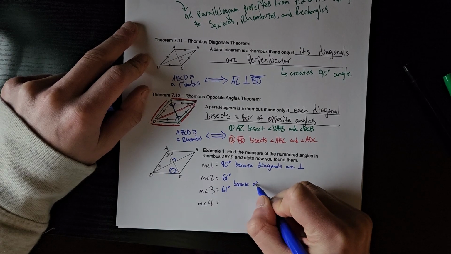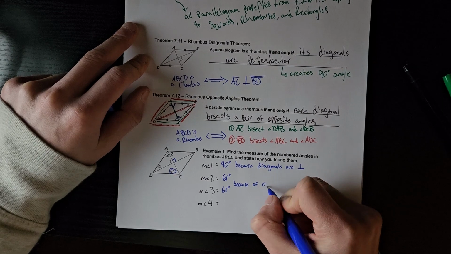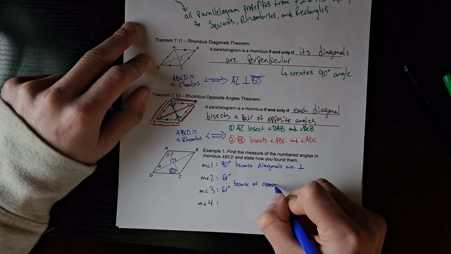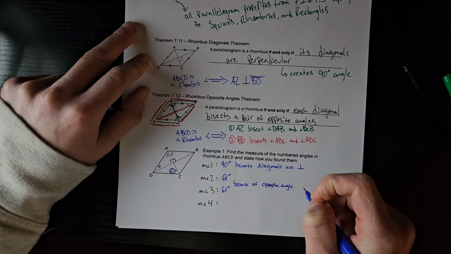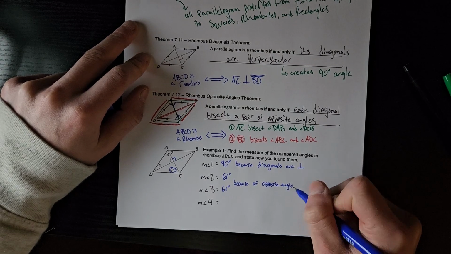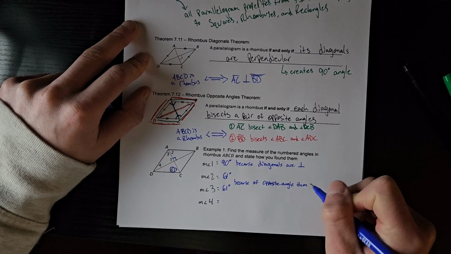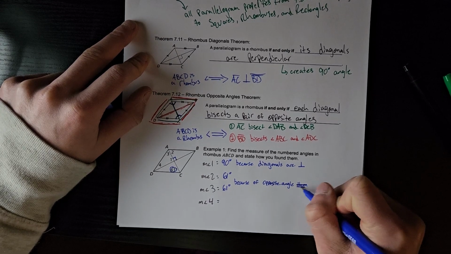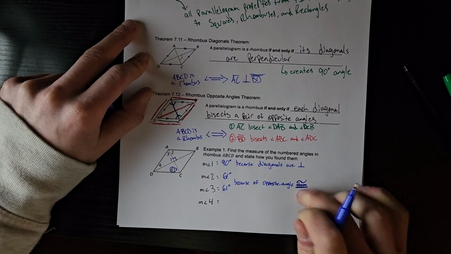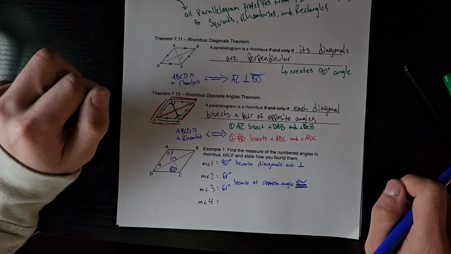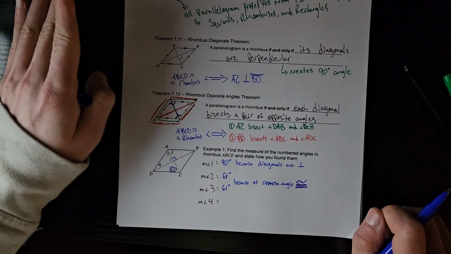Because of the opposite angles congruent theorem. If you want to be specific, you can say rhombus congruent theorem, but I'm okay with you saying opposite angles theorem. Or opposite angles congruent, not theorem. Say congruent. Congruent, not theorem. So that's 3 out of the 4 that we need to find.